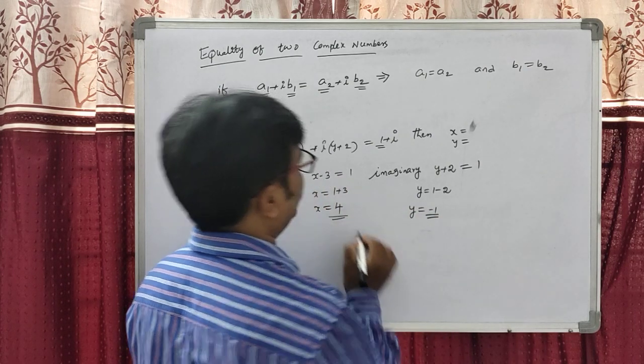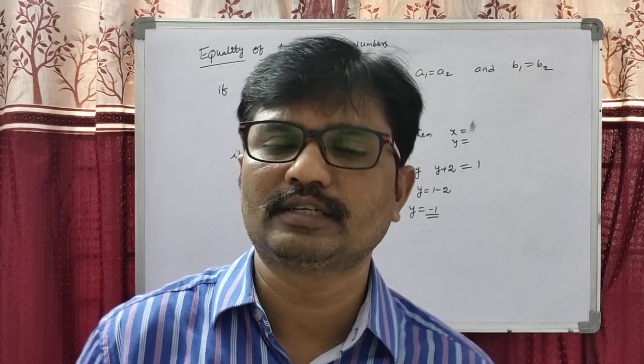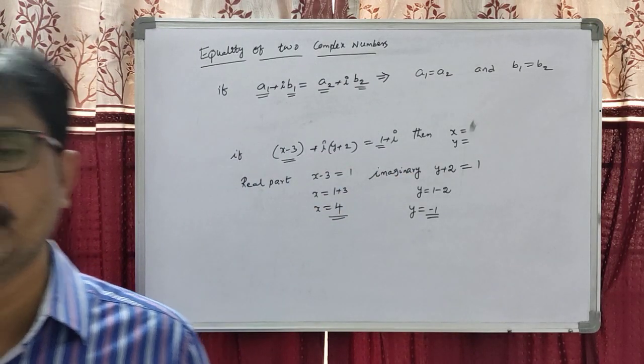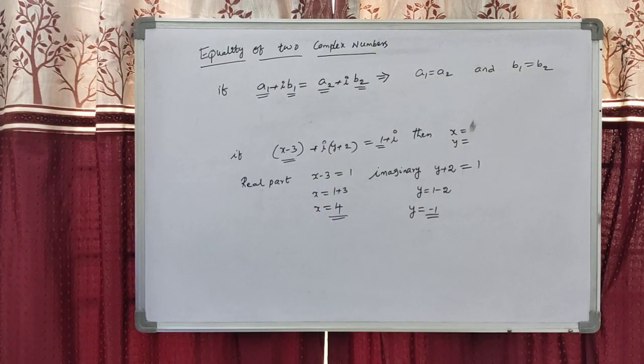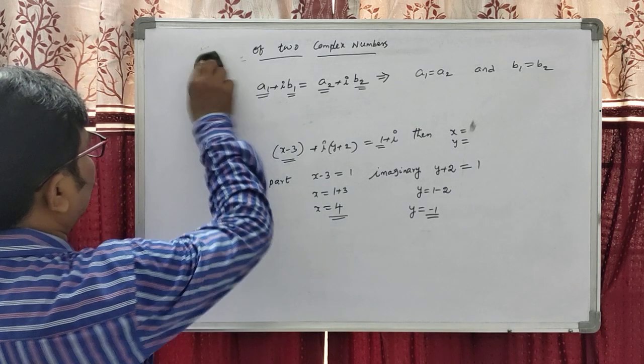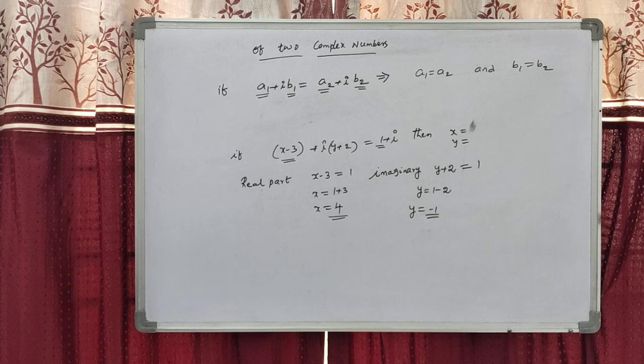This is equality of two complex numbers. When two complex numbers are equal, we equate the real and the imaginary parts. After that, students, addition of two complex numbers.